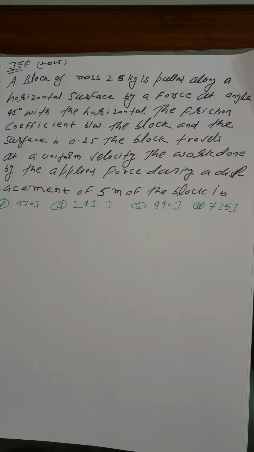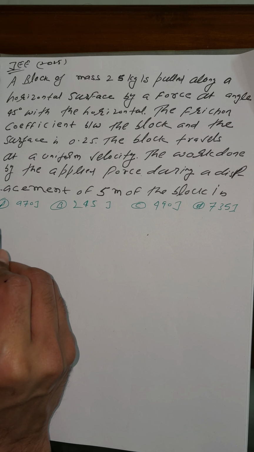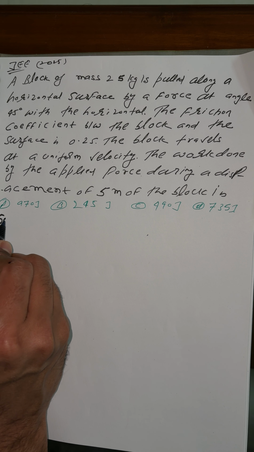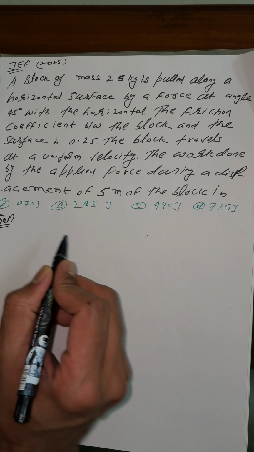Hello student, I'm going to make a solution of these questions asked by JEE 2025. What's the question? A block of mass 25 kilogram is pulled along a horizontal surface by a force at an angle 45 degree with the horizontal. Okay, so now we have to start, students, along with reading the solutions of the question as well. So what's this first part, students?